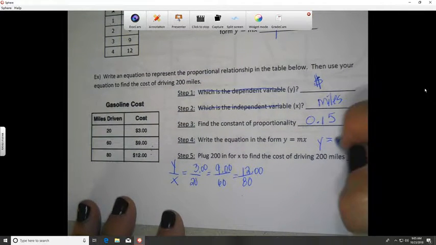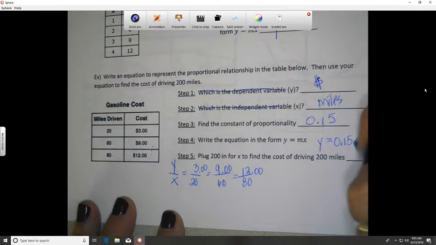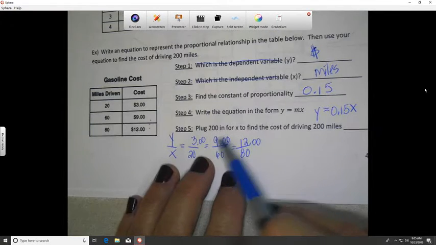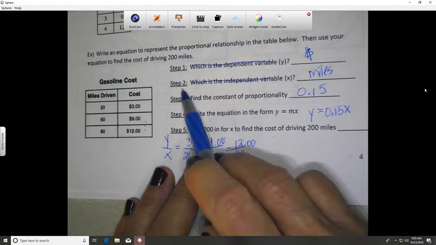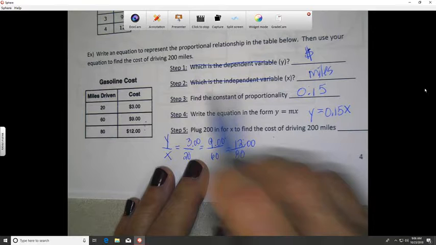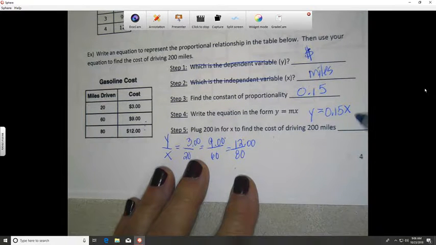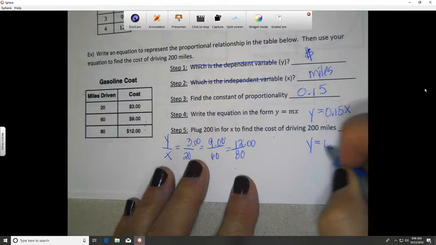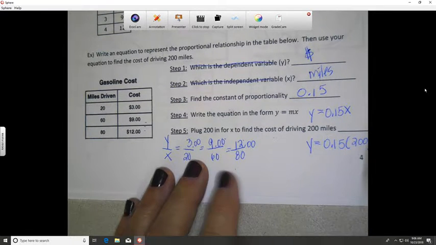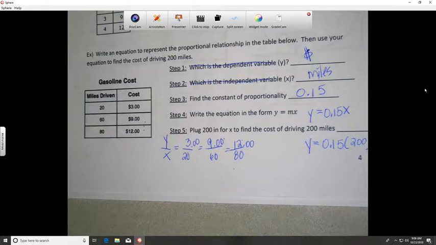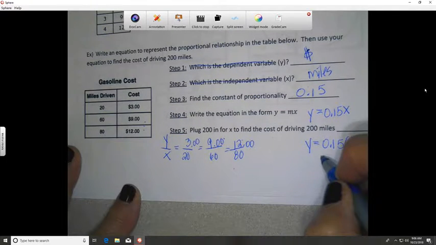Okay? Now, plug in 200 to find the cost of driving 200 miles. That's why you do this. X is miles. So we're going to take our equation and plug it in. So what do you come out with? Dylan? 30. I know that was quick. That is yours. We're done.